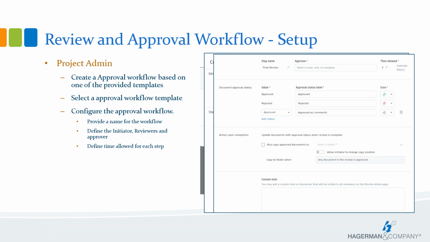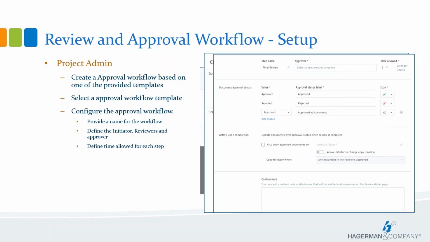In the document approval status section here, we can review the defaults, change existing statuses, or add additional statuses as needed. This is where we'll go in and we're approving or not approving. That's where that comes in, of each individual file in the review.